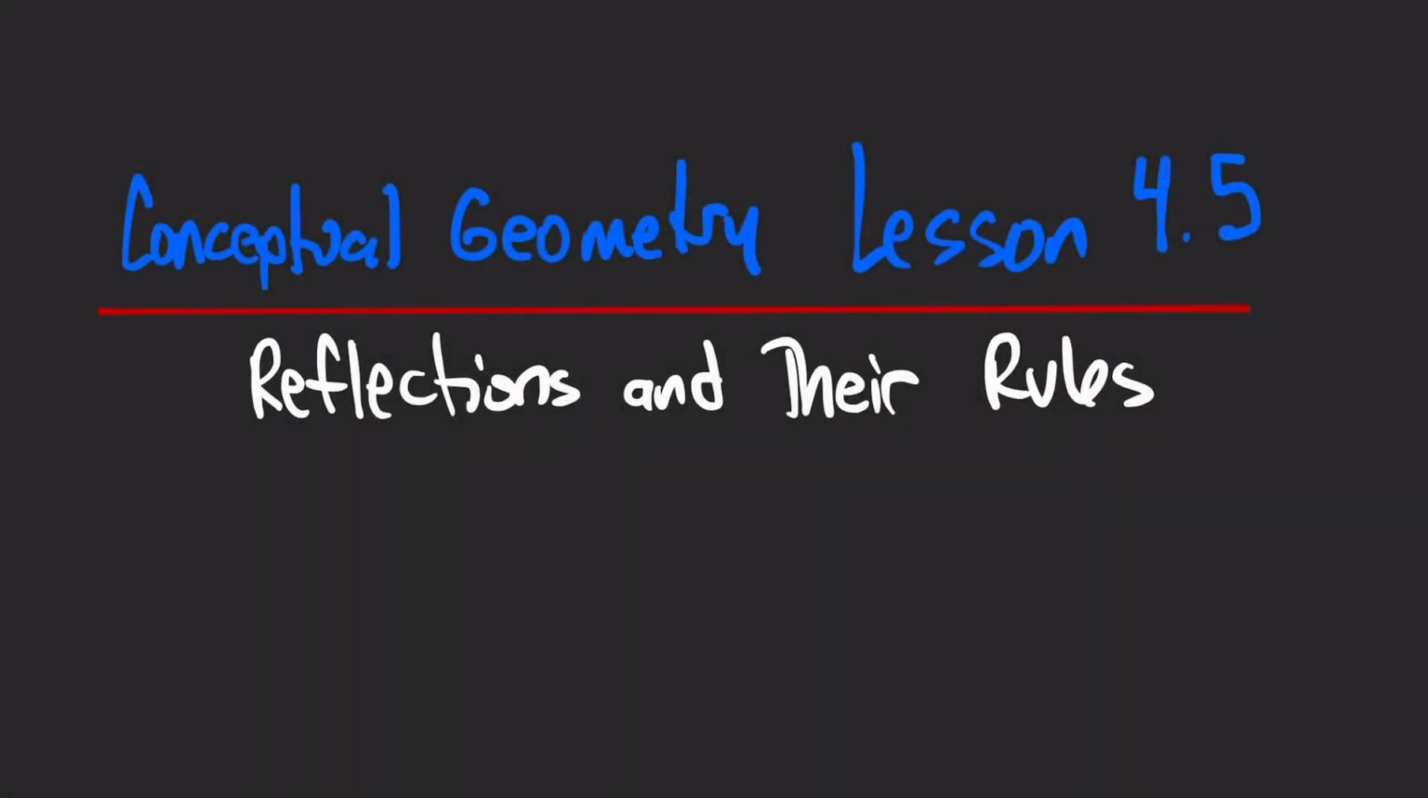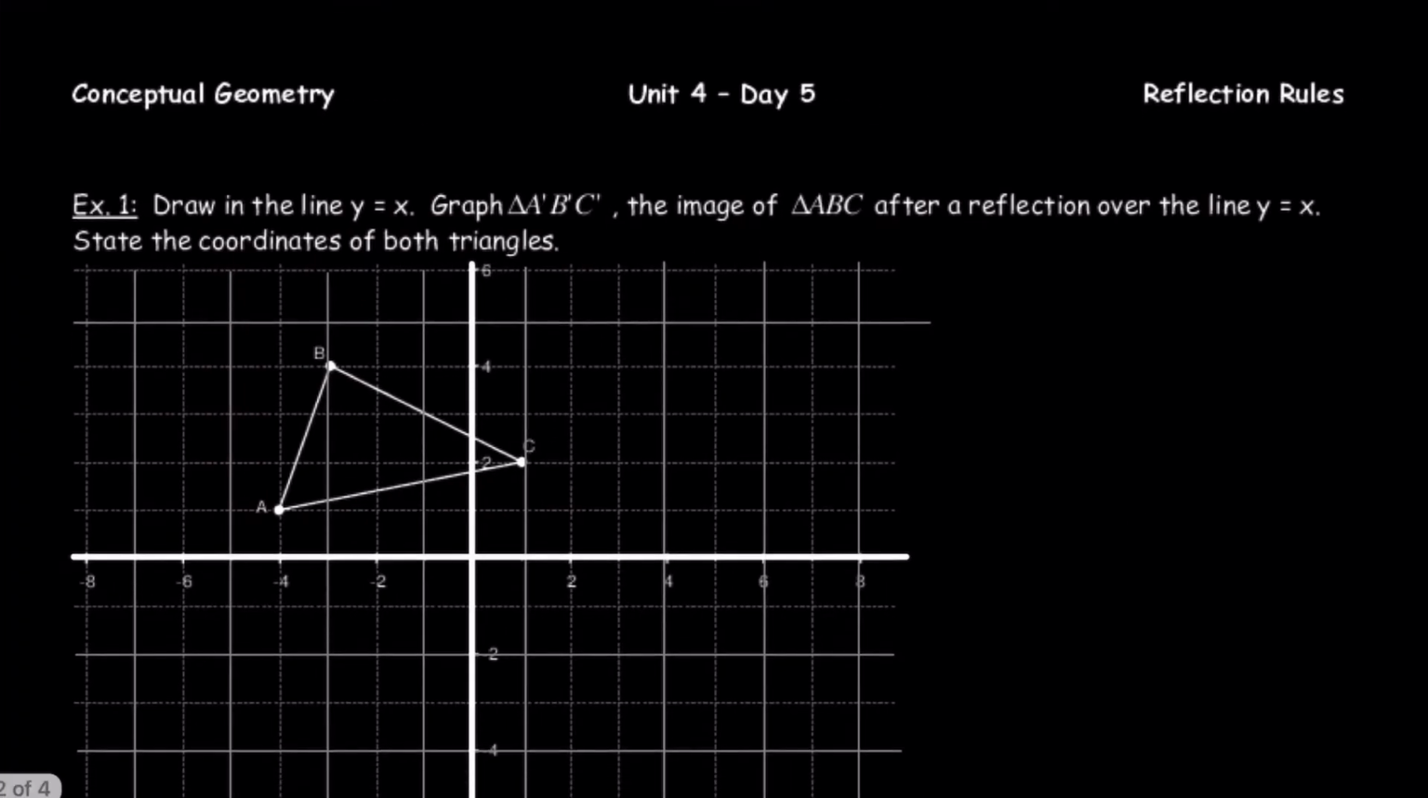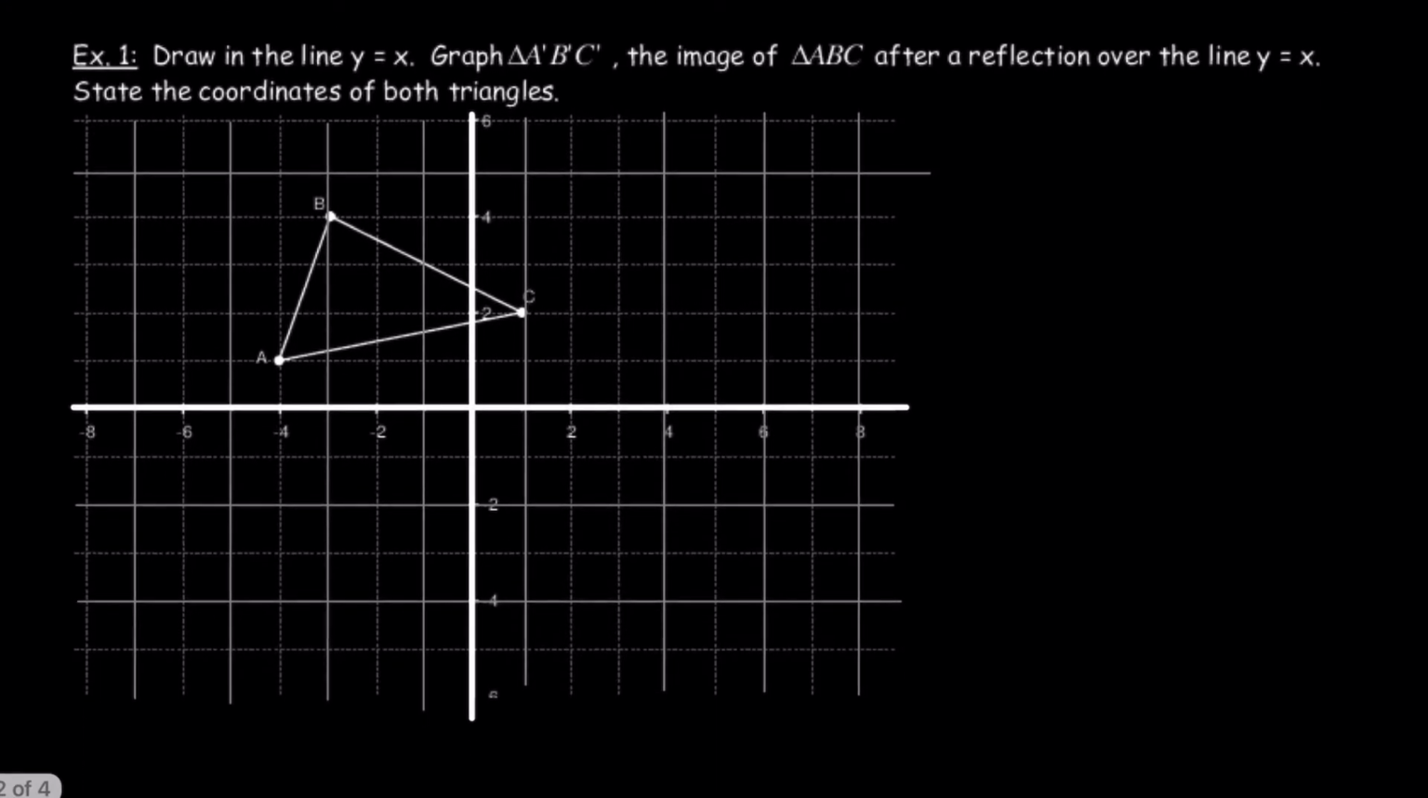Hey guys, welcome to Conceptual Geometry, Lesson 4.5, Reflections and Their Rules. We're going to begin today by reviewing a couple special lines. Y equals X. So you see it right here. We're going to reflect this triangle in the line Y equals X.